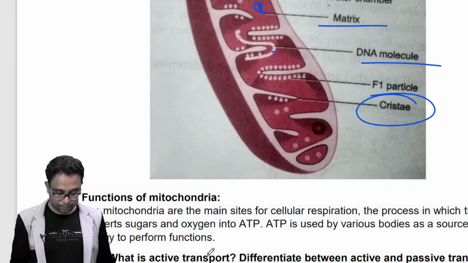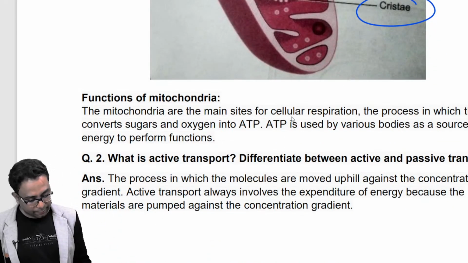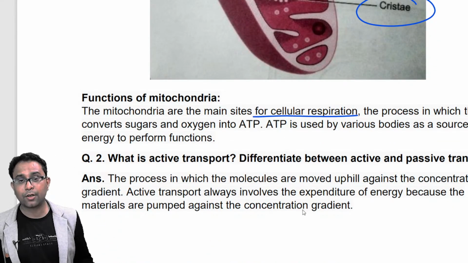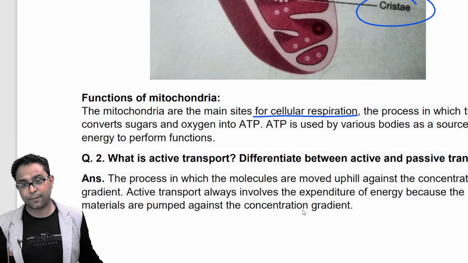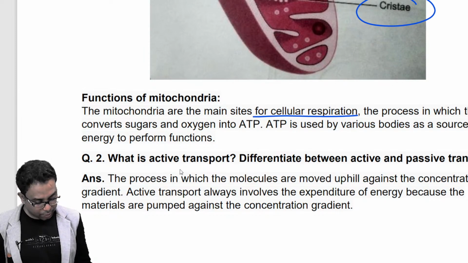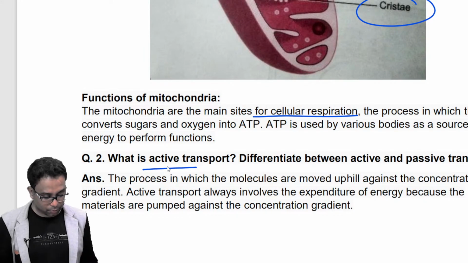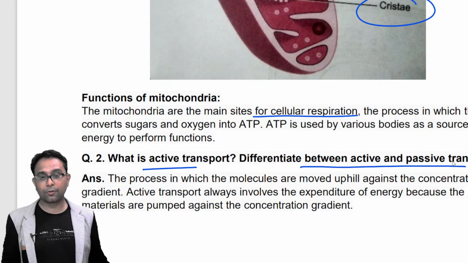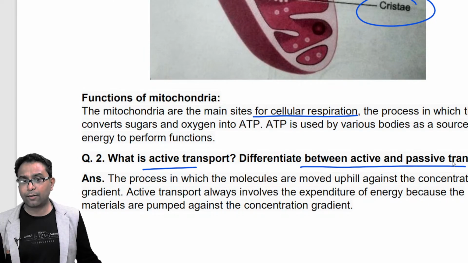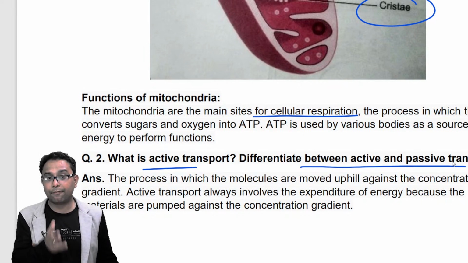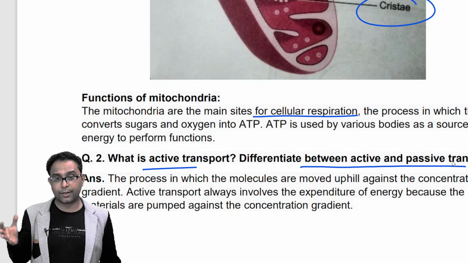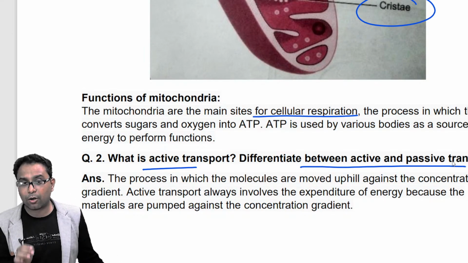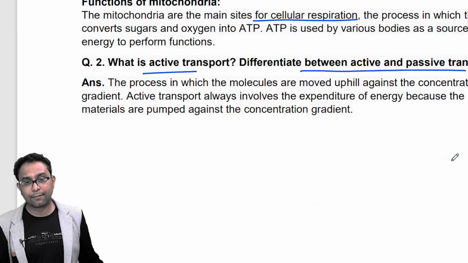Next question. Function of the mitochondria. It is the main site of cellular respiration where the ATP is synthesized. Already we discussed another important question, what is active transport and what is the difference between active and passive transport. The process by which molecules are moved against the concentration gradient with the help of energy or ATP is called active transport.